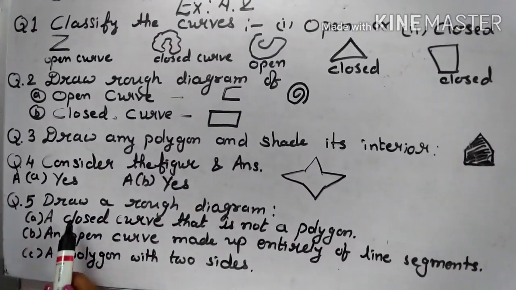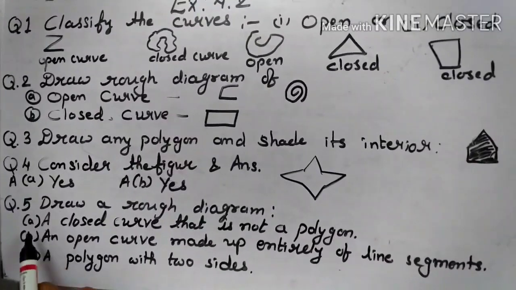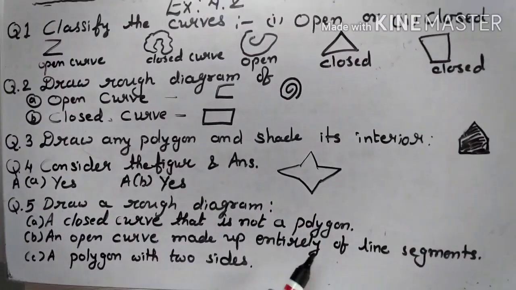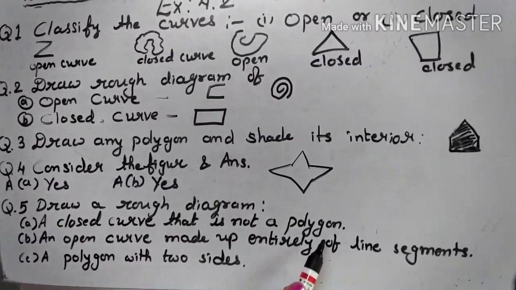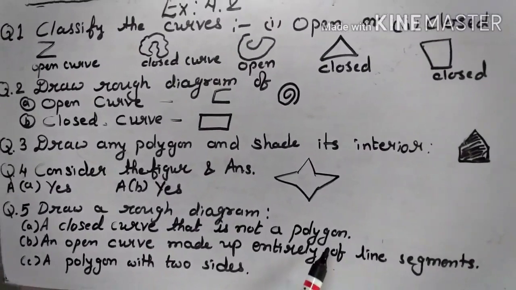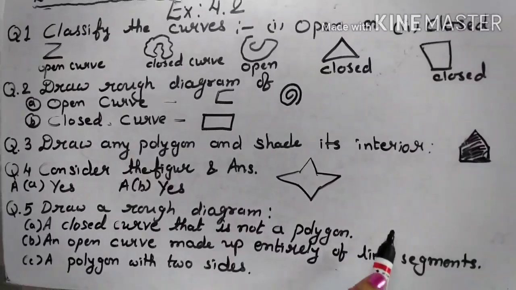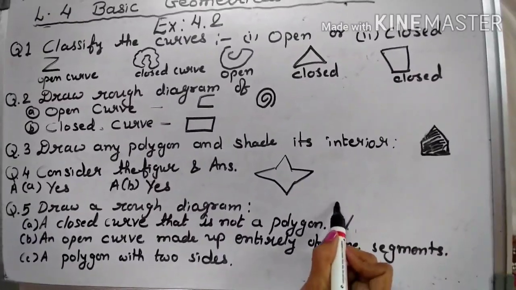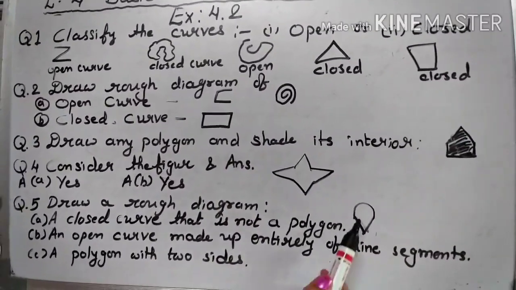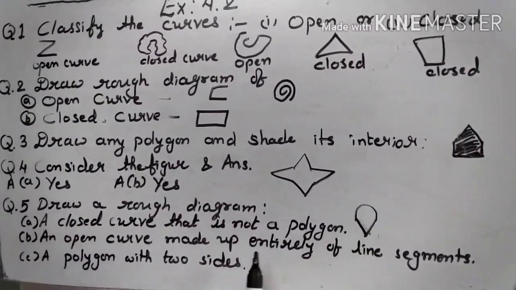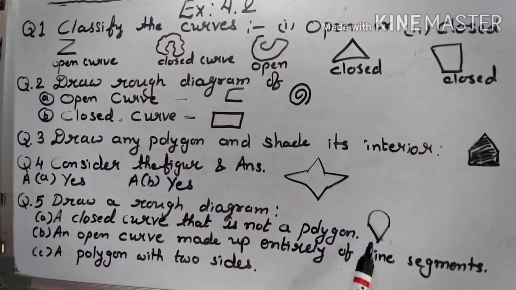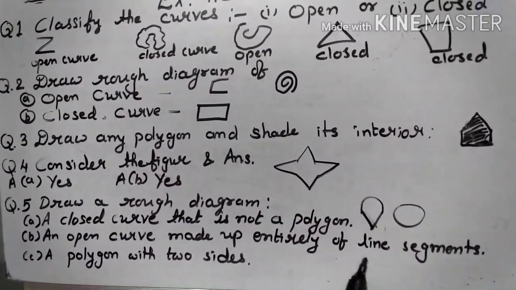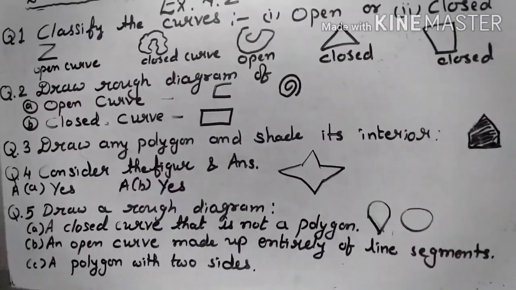Now, question number 5. Draw a rough diagram. Number 1. A closed curve that is not a polygon. Now, you all know what a polygon is. A polygon is a closed figure made up of line segments. Now let me draw one rough sketch. Suppose this is not a line segment, so it is a closed curve, but it is not a polygon. You can draw these also. Any one of these you can draw.